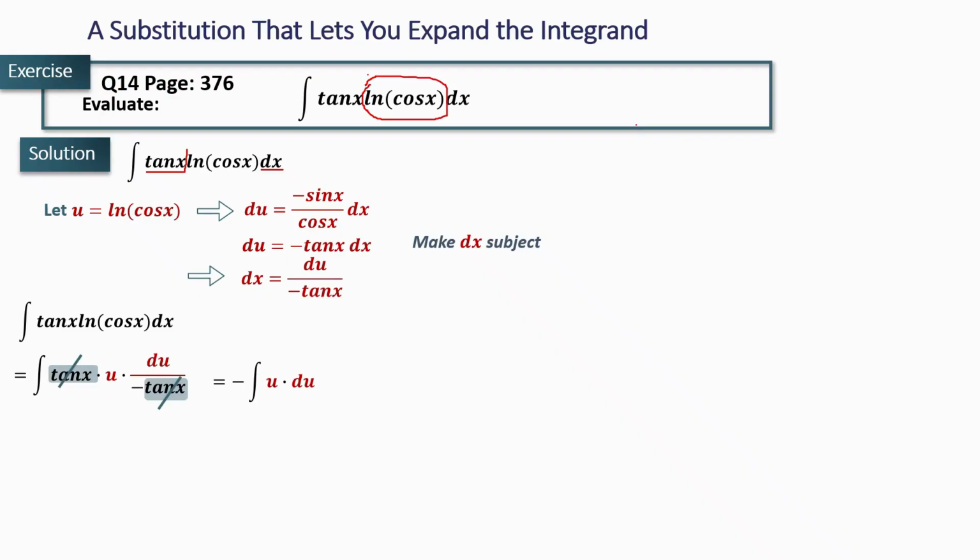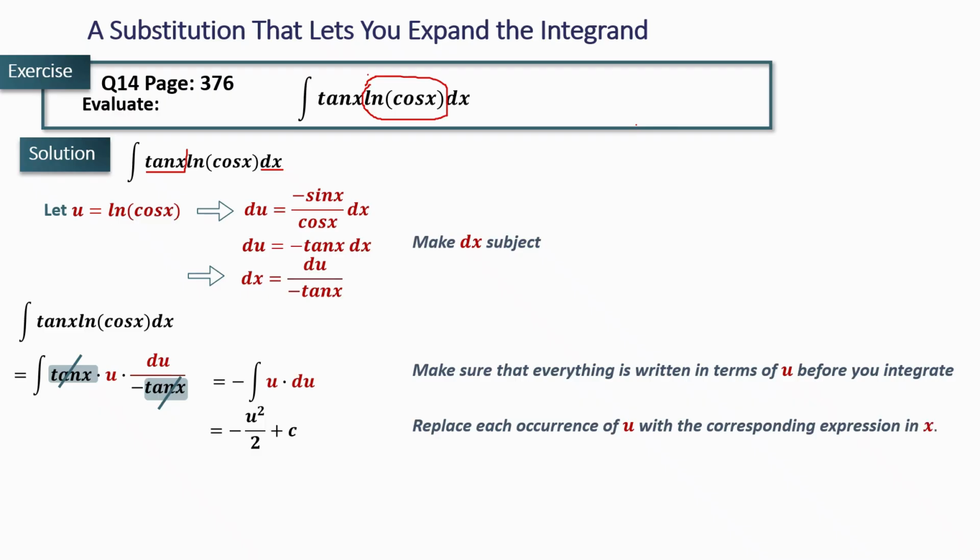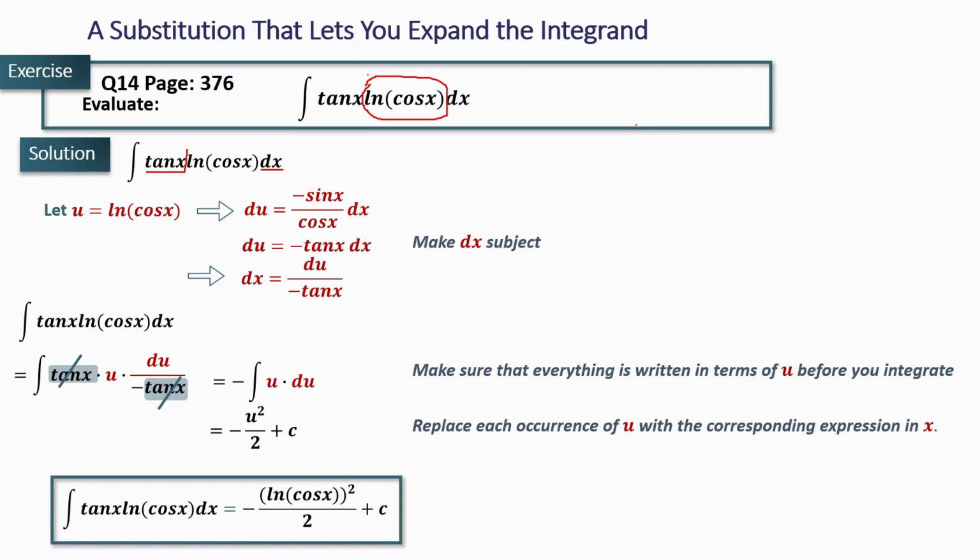Okay. So once you get negative integral u du, you can use the power rule, which will be u square over 2 plus c. And what is u? ln cos x. Please use the brackets properly. Even if it is multiple choice, there will be confusion of brackets. So please be alert before you lock the answer.